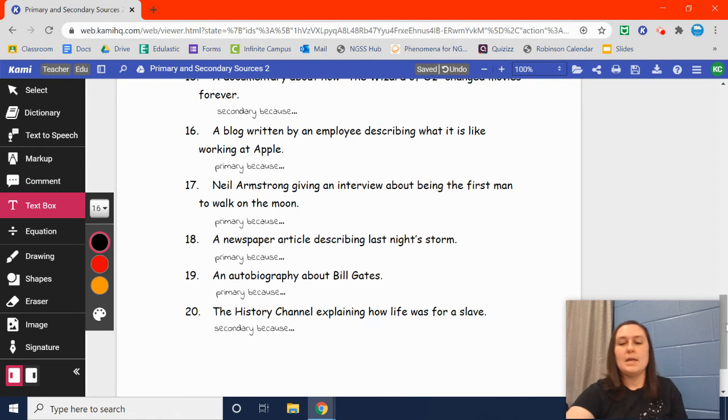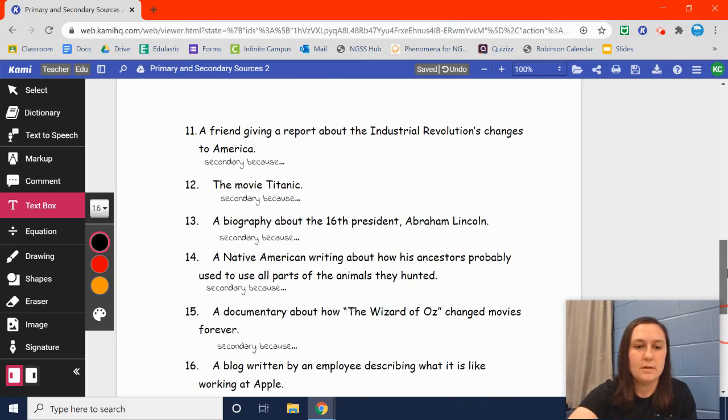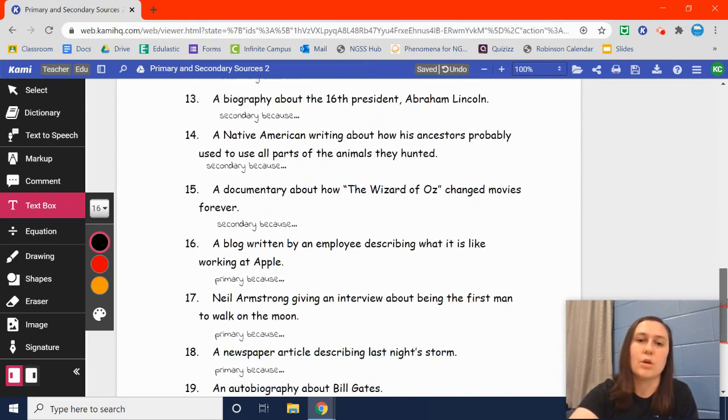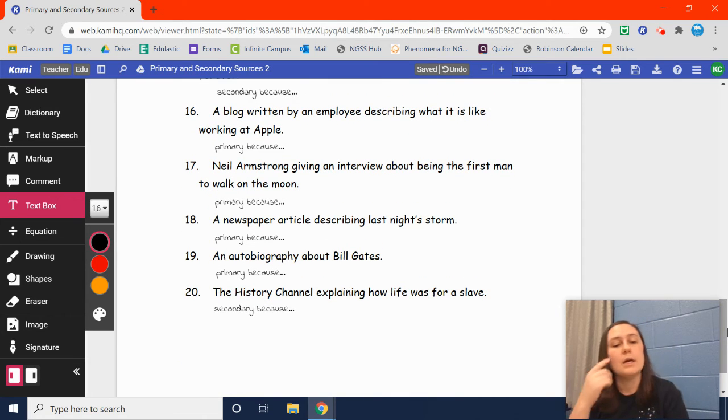All right, so that is 11 through 20, and that should be the entire worksheet. If you are confused, let me know. If you really think that 20 is definitely secondary, but you cannot figure out how to explain that, let me know. I'll help you, okay? Anything that you need, you have to let me know, okay?